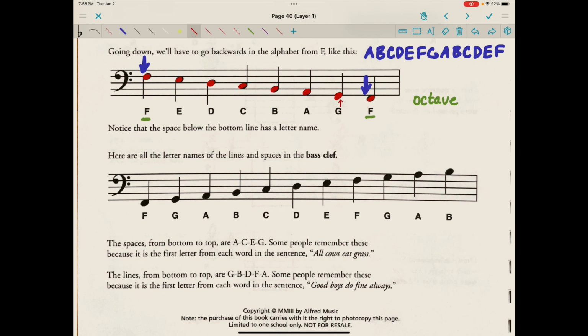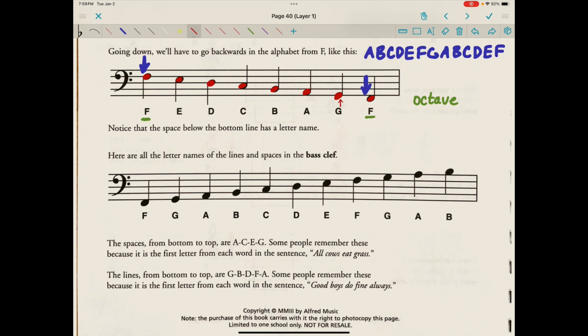The spaces from bottom to top are A, C, E, G. And notice that we count only this first space note. Even though the F sort of functions a little bit like a space note, we do not call this a space note because it is not on one of the 4 numbered spaces on the staff. So officially we begin with A, and then C, E, G. Some people remember these because it is the first letter from each word in the sentence, all cows eat grass.